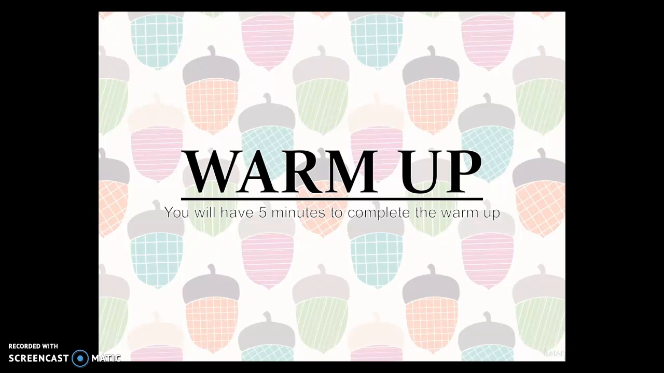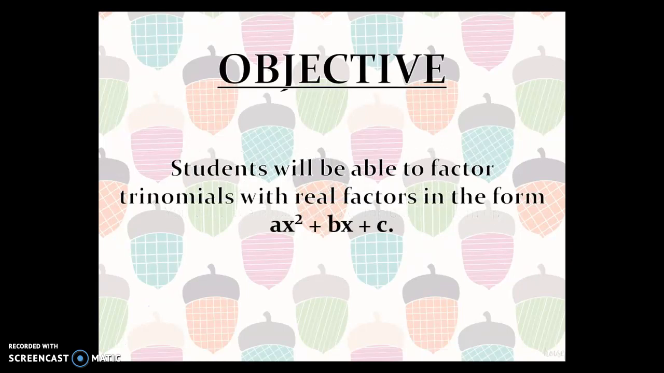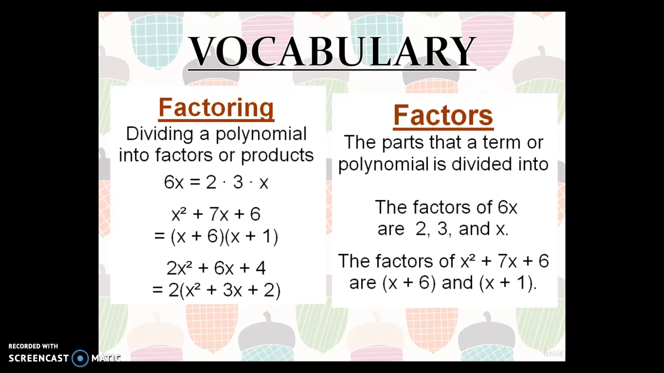Okay, so we're getting back into factoring. We did this a little bit before you left, so that's what we're working on again today. Students will be able to factor trinomials with real factors in the form of ax squared plus bx plus c. So factoring, remember, is when we have a full trinomial and we break it into two different parts, okay? They give us a polynomial and we're breaking it into two different parts. We're doing the opposite of multiplying, okay?